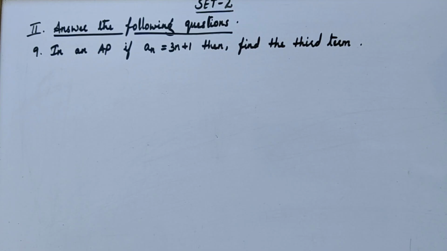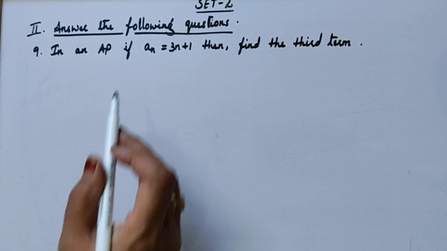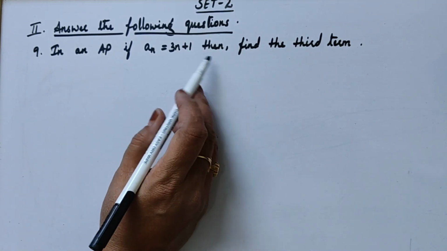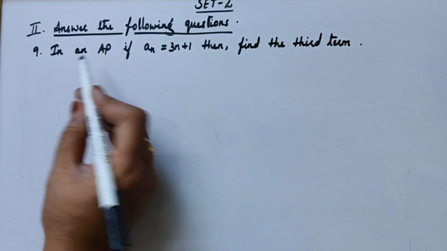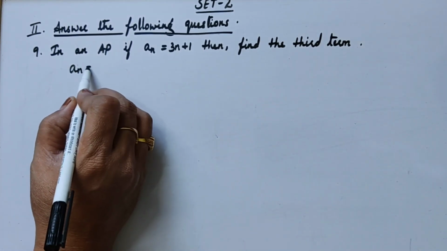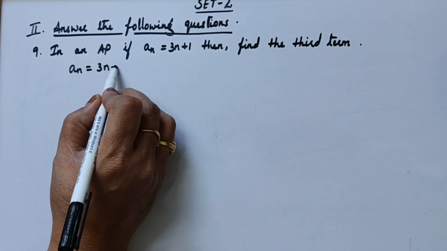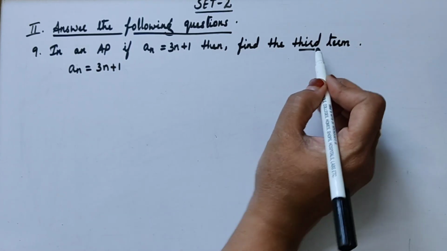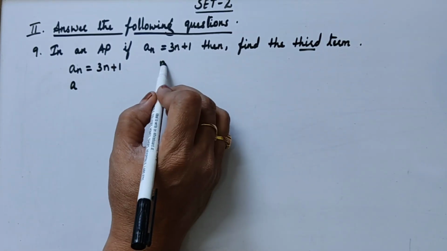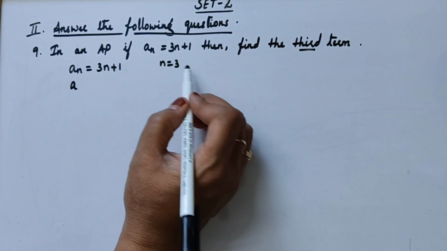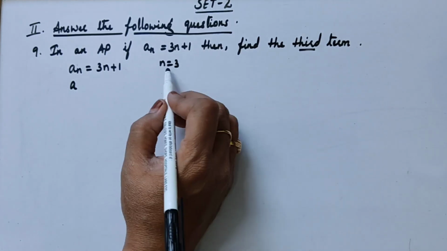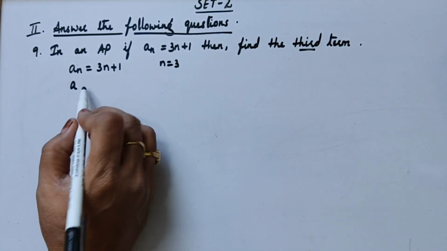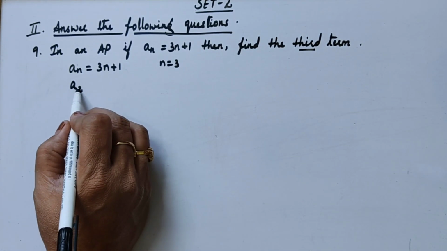Welcome back, students. Come on, let's solve the next question. In an AP, if an equals 3n plus 1, then find the third term. It is easy. Here let me write an equals 3n plus 1. When they said third term, the n value will be 3, students. If it is given fourth term, n value will be 4. Now n value is 3 here.